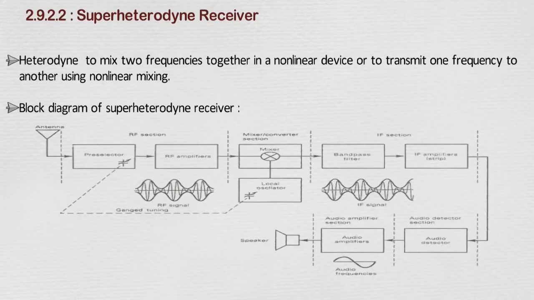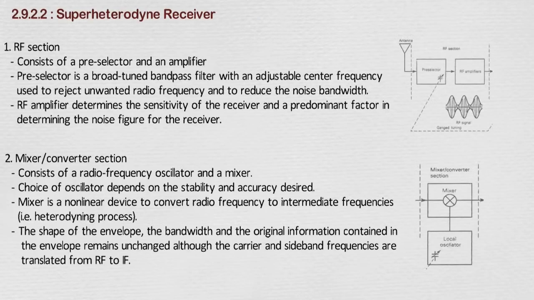2.9.2.2 Superheterodyne receiver. Heterodyne means to mix 2 frequencies together in a nonlinear device, or to translate one frequency to another using nonlinear mixing. Block diagram of superheterodyne receiver. First, the RF section consists of a preselector and an amplifier. The preselector is a broad-tuned bandpass filter with an adjustable center frequency, used to reject unwanted radio frequencies and to reduce the noise bandwidth. The RF amplifier determines the sensitivity of the receiver and is a predominant factor in determining the noise figure for the receiver.